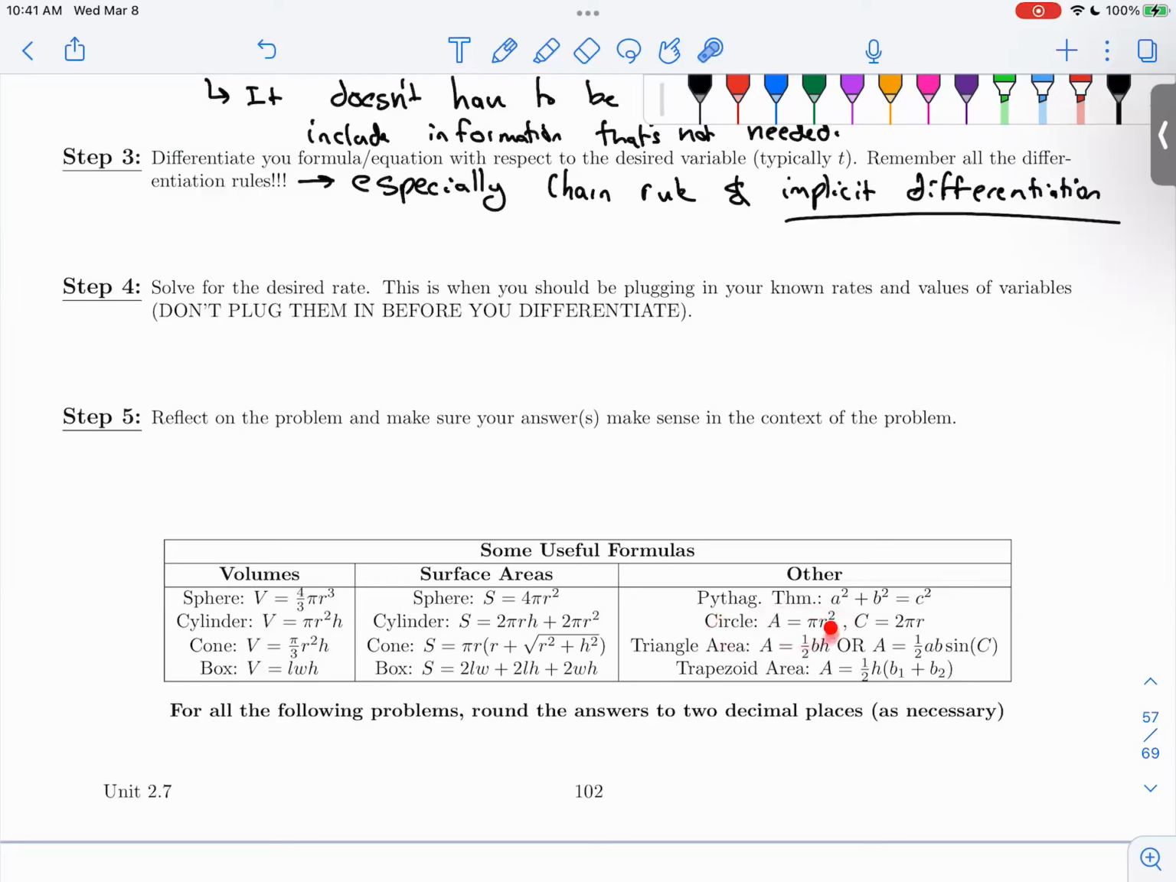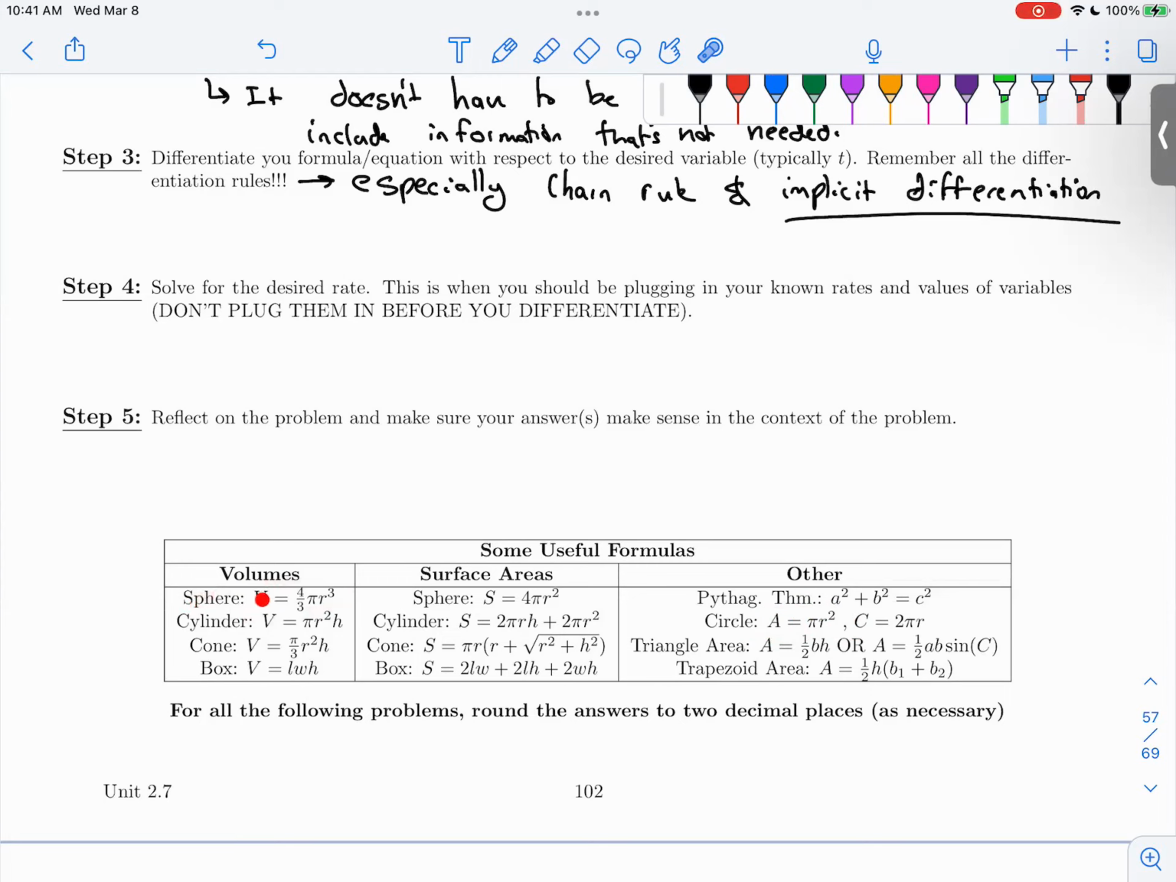If you took the derivative of the circle formula with respect to r, what would you get? So if you were to take the derivative of this function, A equals pi r squared, with respect to r, what would you get? 2 pi r. What's the circumference? 2 pi r.